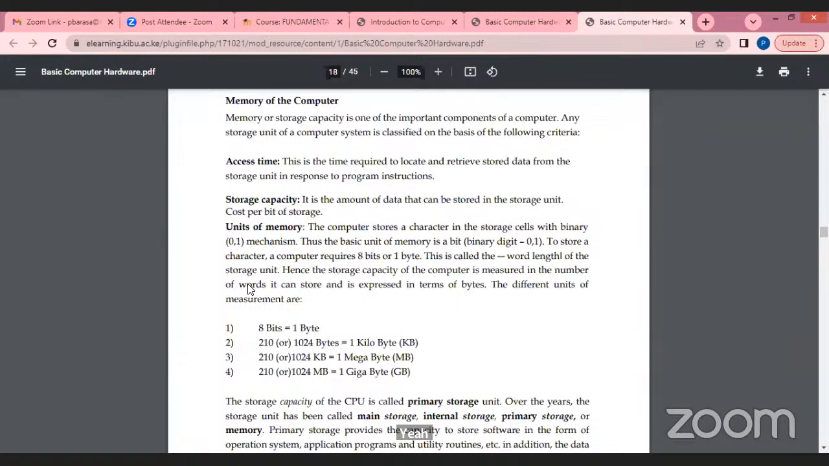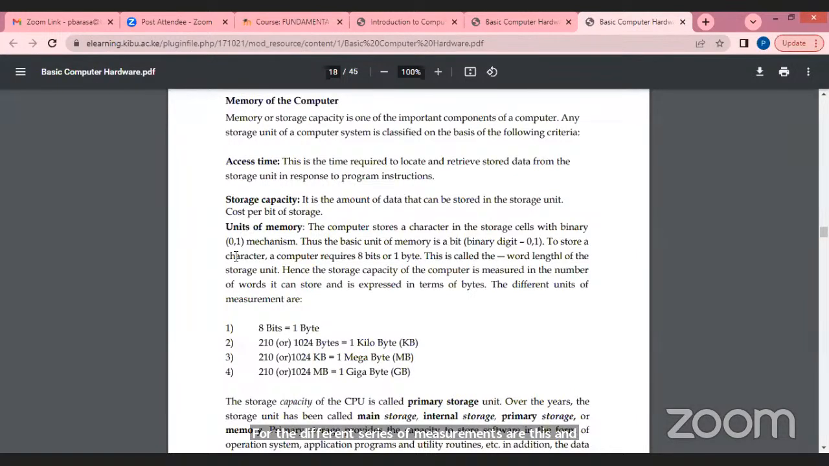Hence, the storage capacity of the computer is measured in the number of words it can store and is expressed in terms of bytes. So the different units of measurement are these, and note very carefully because we want to do some calculations here. Be very careful.